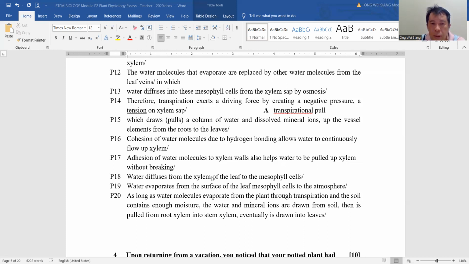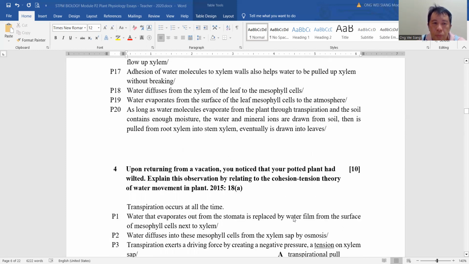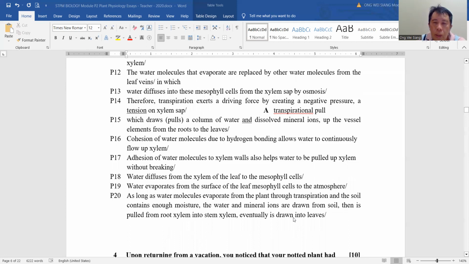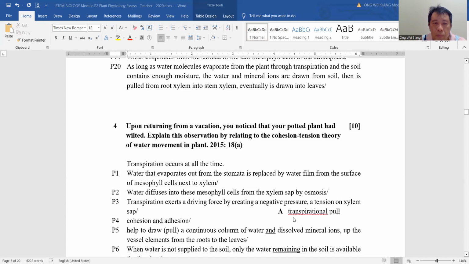So water diffuses from the xylem of the leaf to the mesophyll cell. Then water evaporates from the surface of the leaf mesophyll cells to the atmosphere. And as long as water molecules evaporate from the plants through transpiration and the soil contains enough water, then the water and dissolved minerals, ions, are drawn from the soil, then pulled from root xylem into stem xylem and eventually into the leaf. So again, you must be very clear about the sequence of the process.